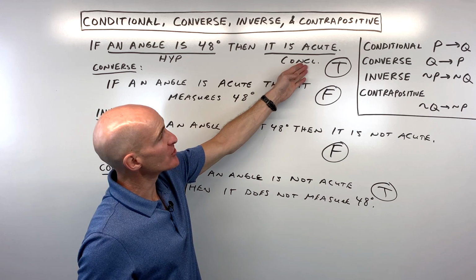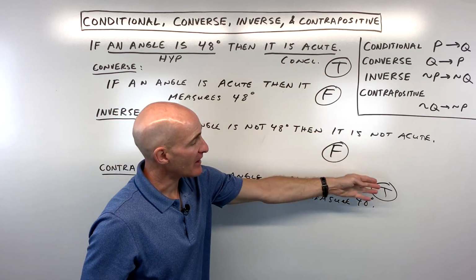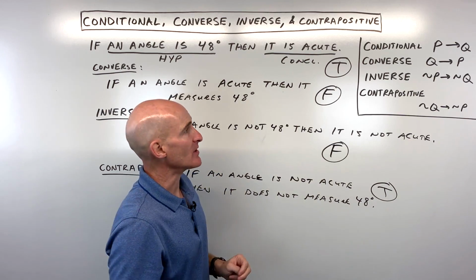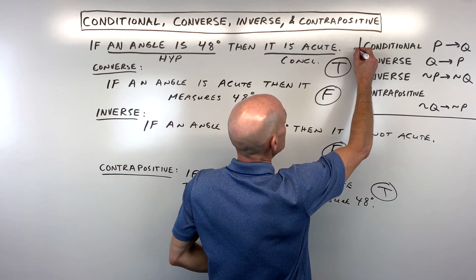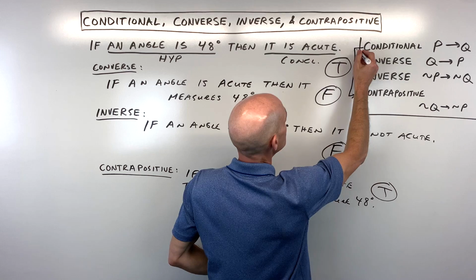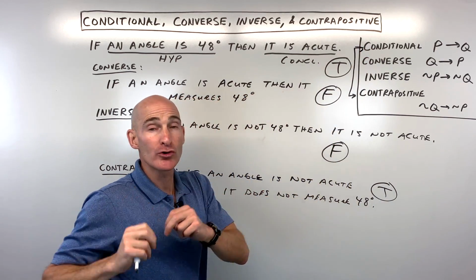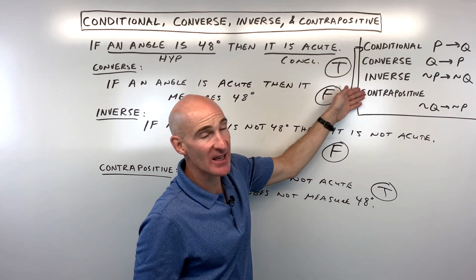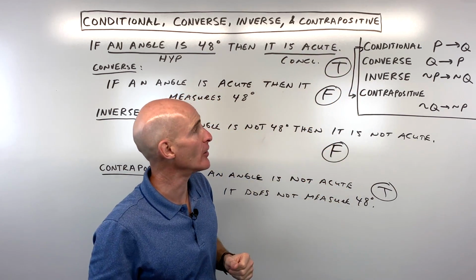But notice what happened here. The original conditional statement was true, and the contrapositive was true. These are what are called equivalent statements. And that's a good thing to remember. The conditional and the contrapositive are going to have the same truth value, meaning if this one is true, this one's true. If this one's false, this one's false, right? They have the same truth value.